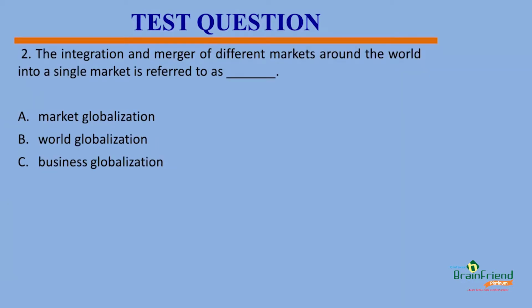Question number 2. The integration and merger of different markets around the world into a single market is referred to as dash. Option A, market globalization. Option B, world globalization. Or option C, business globalization. The right answer to this question is option A, market globalization.